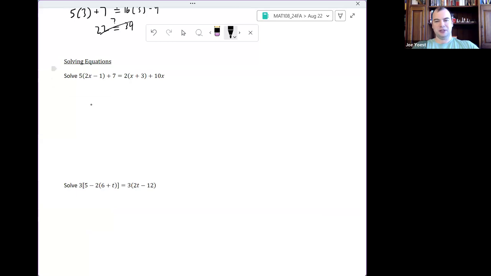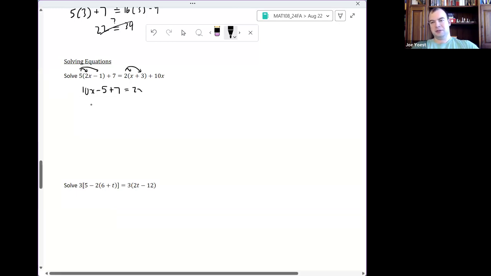So start on the left side, I'll distribute first. I get 10x minus 5 plus 7. And that's going to be equal to, on the right side, distributing, 2x plus 6 plus 10x. On the left side, I can simplify a little more. I get 10x plus 2, since minus 5 plus 7 is 2. And on the right side, I can combine my 2x plus 10x to make a 12x plus 6.